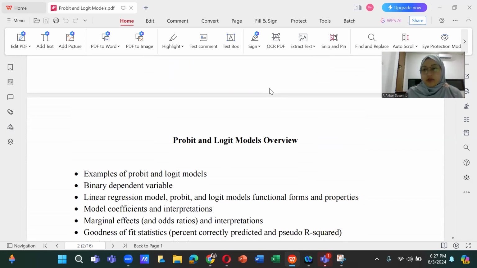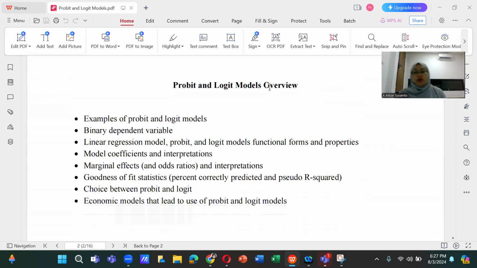Logit model overview. So here's the overview: the example of Probit and Logit models, binary dependent variables and the linear regression model, Probit and Logit model functional form and properties, model coefficients and interpretations, marginal effect and odds ratio interpretation. Goodness of fit statistics, percent correctly predicted and pseudo R squared, choice between Probit and Logit, and an economics model that leads to the use of Probit and Logit models.